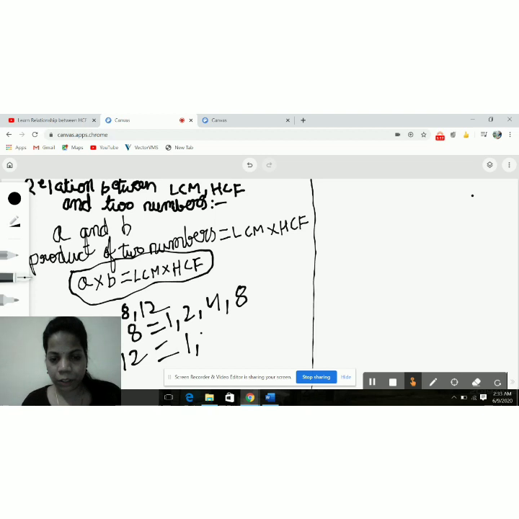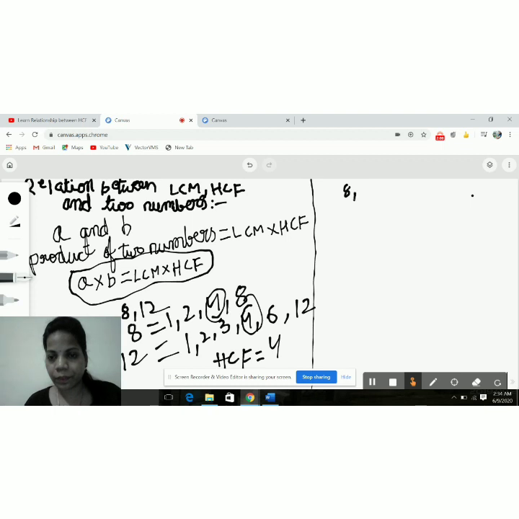The factors of 12 are 1, 2, 3, 4, 6 and 12. So here, what is the highest common factor? The highest common factor is 4, right? So HCF is equal to 4. Now we will find the LCM.